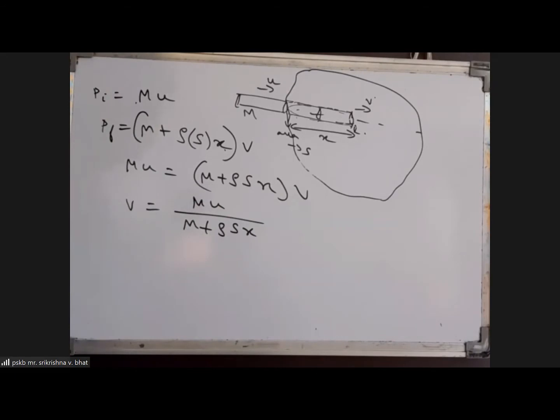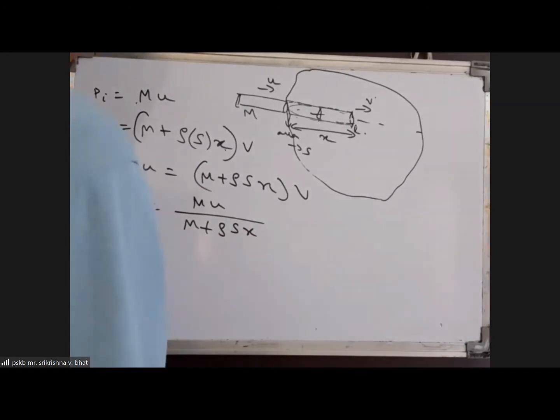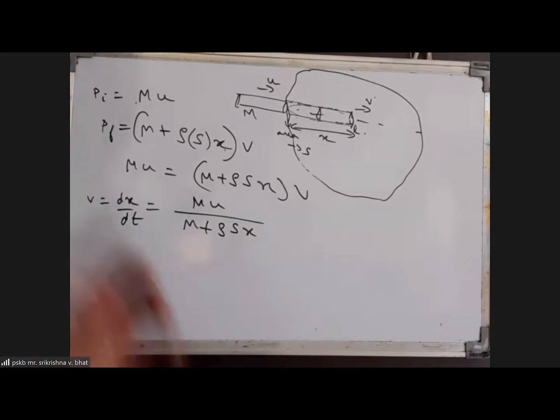Okay, so this is the velocity of the cylinder at any general time. As x increases, v will decrease, that is, the velocity of the cylinder will decrease. So velocity we can also take as dx by dt. Velocity is the rate at which x is increasing, that is dx by dt.